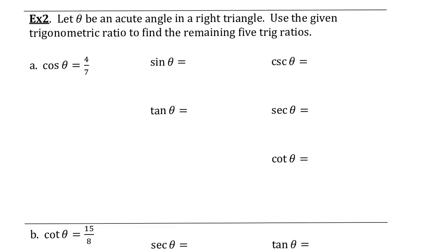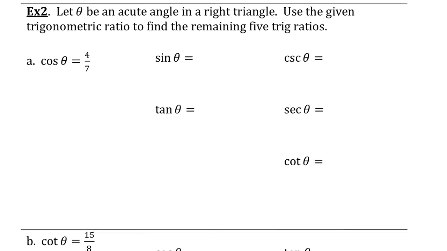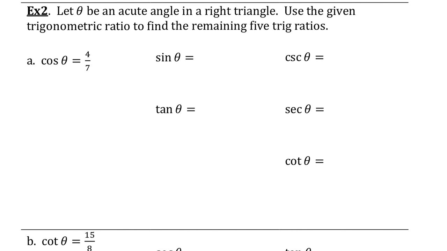Most people find drawing a picture is helpful. Some people can do it without the picture. Okay, for cosine, what's cosine? Cosine is adjacent over hypotenuse. So this is the adjacent side, this is the hypotenuse side. If I were to sketch a picture, your triangle can go any way you want it to go. I do have to put theta in a corner. 4 is the adjacent side. So from theta, the adjacent side is 4. The hypotenuse is 7.